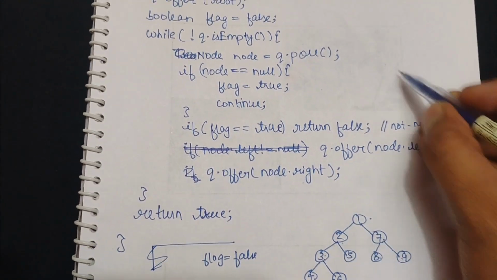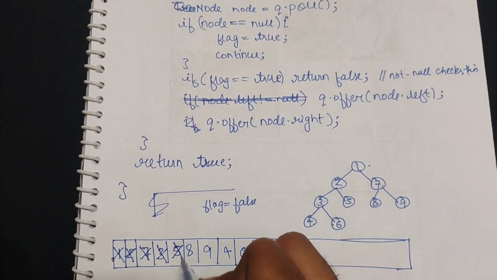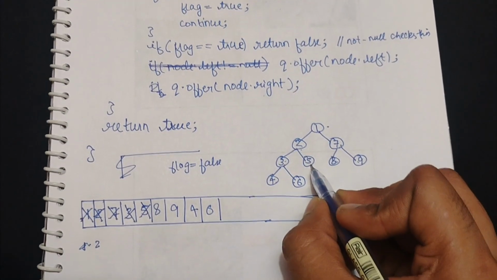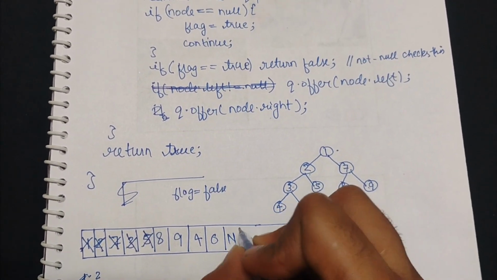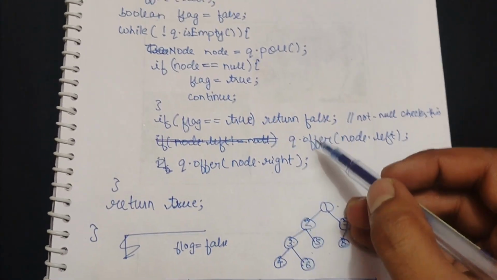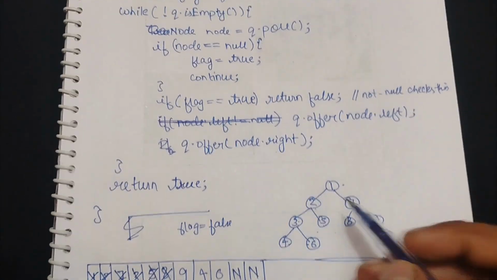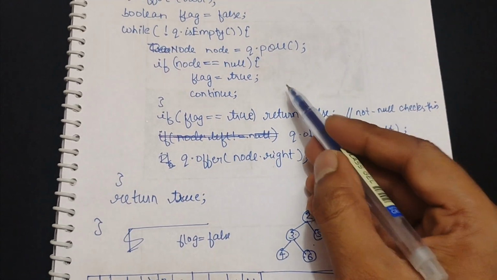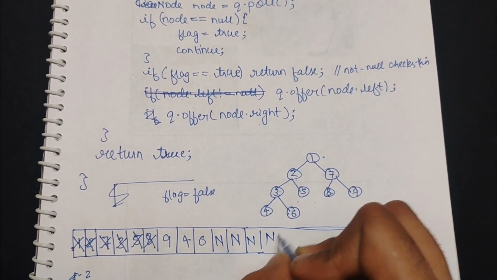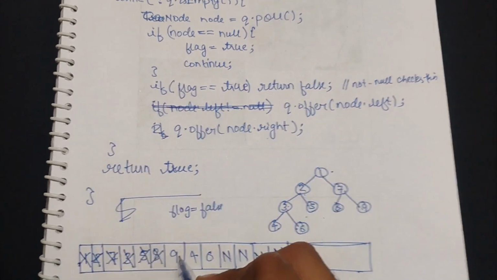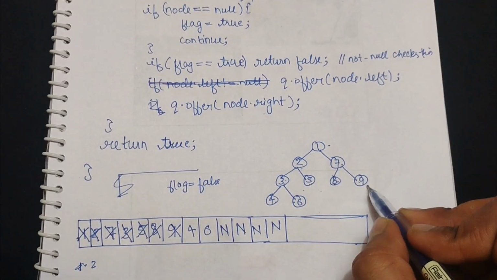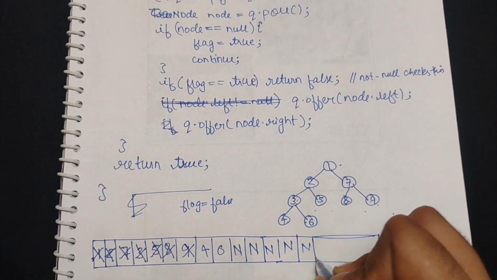Now the code again comes over here. Pop out the first element. 5 is not null, flag is still false. Add left and right. 5 has null as left, null as right. Again the code comes over here. Pop out this element. 8 is not null, flag is still false. Add left and right. 8 has null as both left and right. Pop out 9. 9 is not null, flag is still false. Add left and right. 9 has null and null as left and right both.